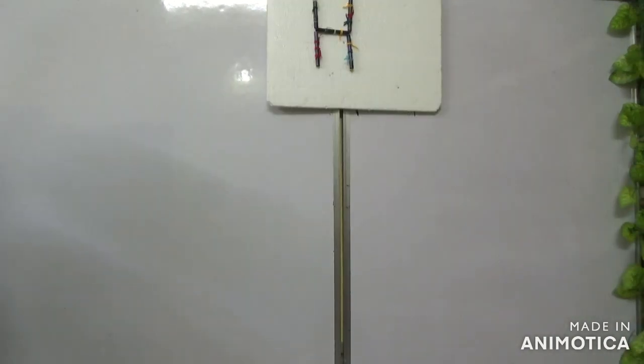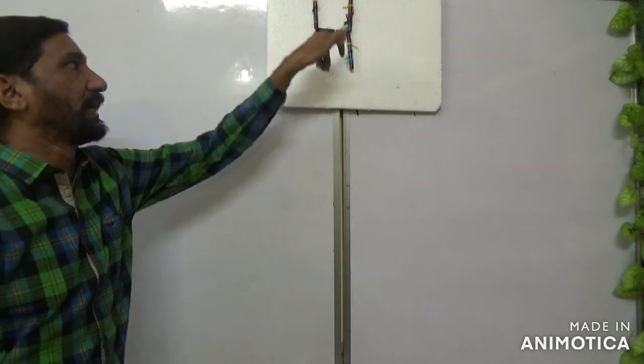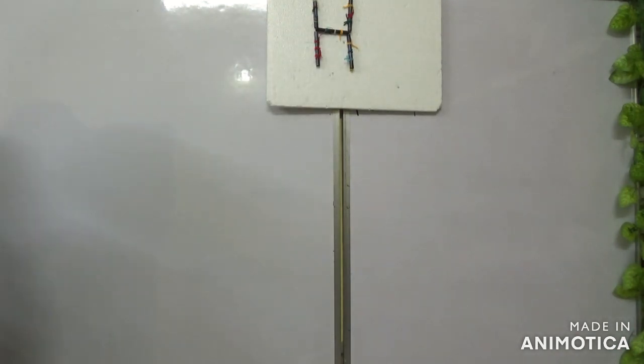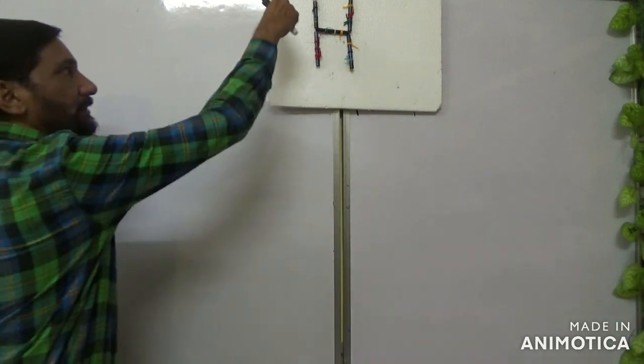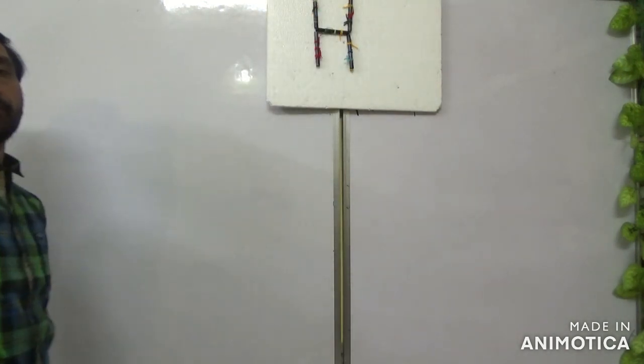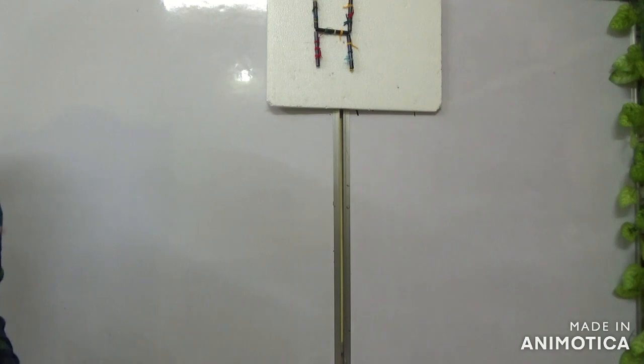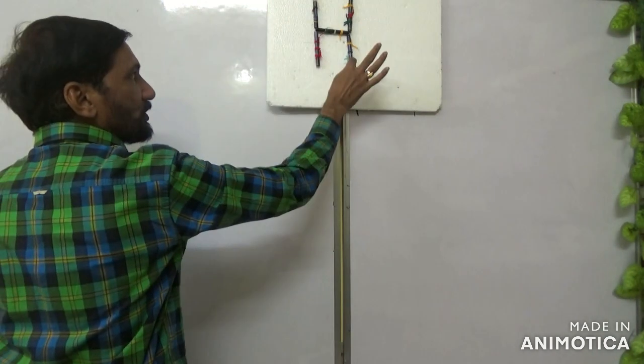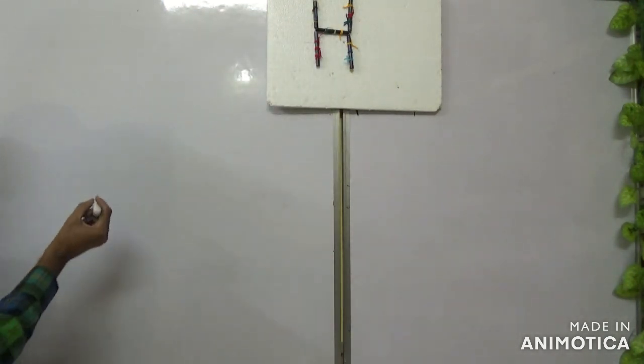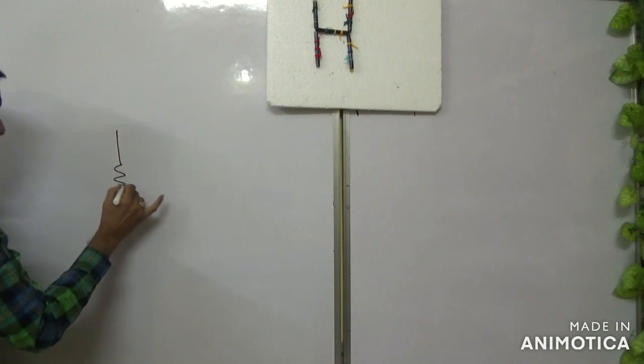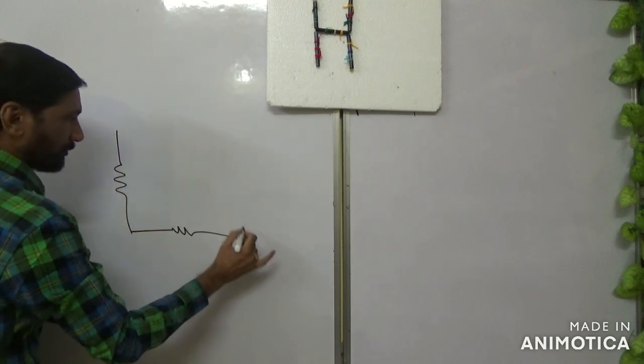Now in this problem, 5 different resistors are arranged in the form of letter H. So you want to find the effective resistance between these two ends. So this is your given problem.